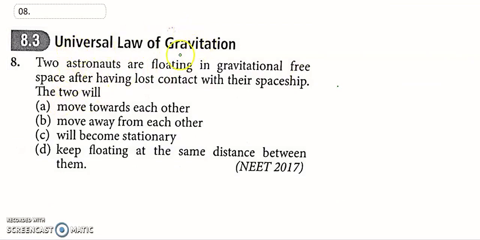On the universal law of gravitation, two astronauts are floating in gravity-free space after having lost contact. So these are the two astronauts, and they are in free space. So in free space they are in contact.